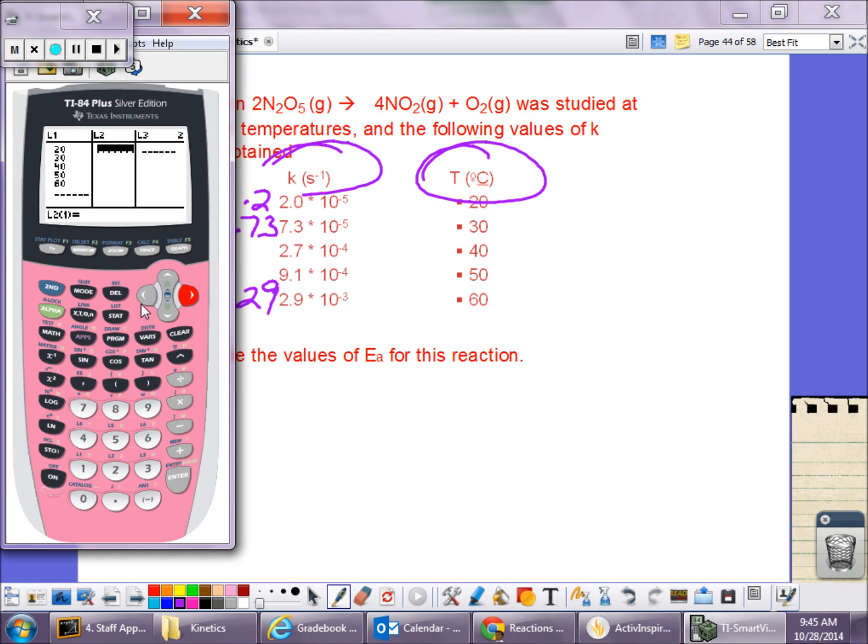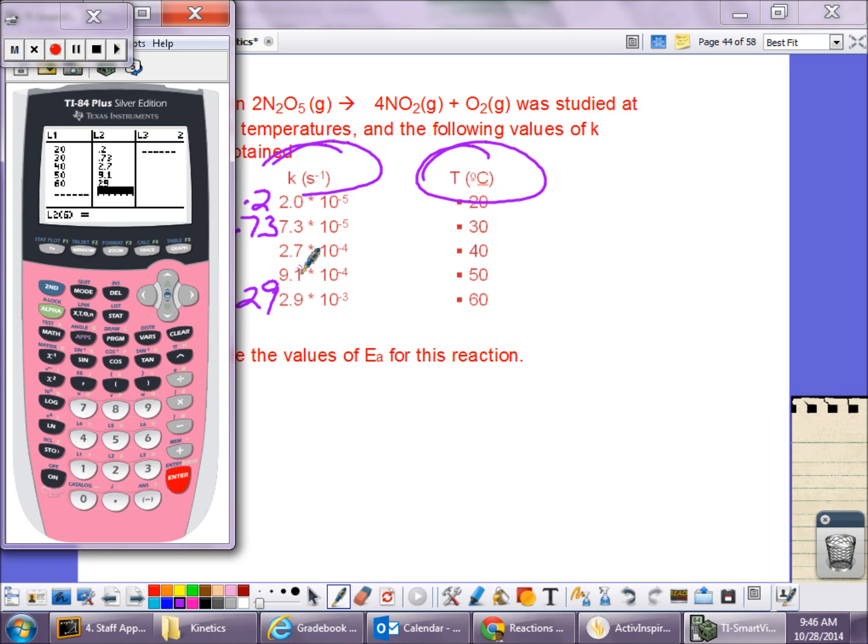Now, let's put our calculator up again. Okay, very good. Point 2. L2 point 2. 0.73. 2.7. 9.1. 29. So L2 is 0.2, 0.73, 2.7, 9.1, 29. Is that right? Now, we have a lot of work here to do.